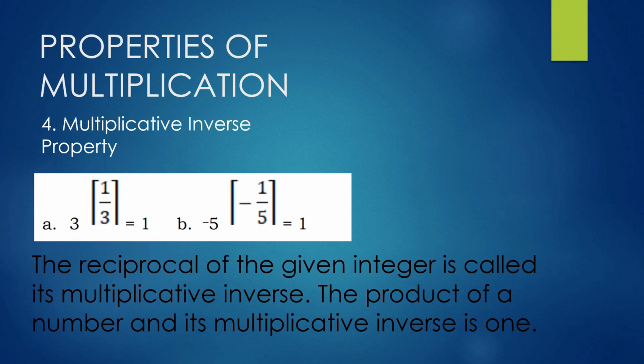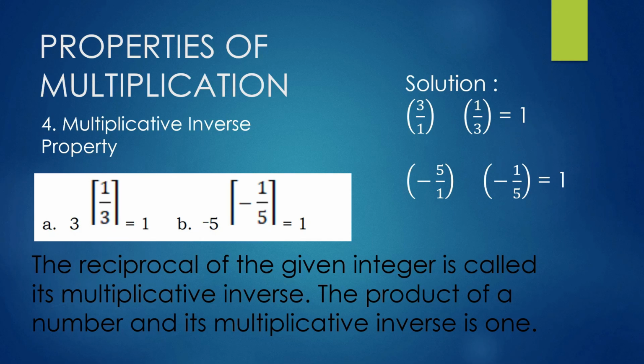So multiplying 3 by its multiplicative inverse, which is 1/3, the product is 1. The same with negative 5 multiplied by its multiplicative inverse, which is negative 1 over 5. The answer is 1. The reciprocal of the given integer is called its multiplicative inverse. The product of a number and its multiplicative inverse is always equal to 1.